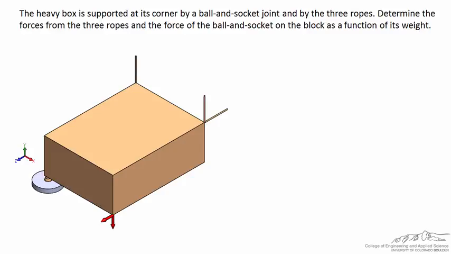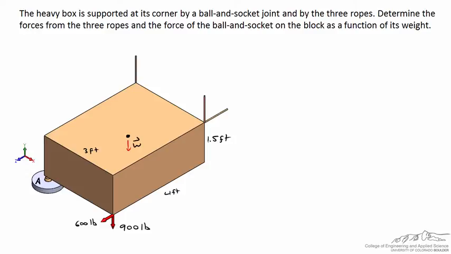In this problem, we have a heavy box that's supported in its lower left corner by a ball and socket joint and also supported by 3 ropes. Additionally, we have 2 forces down here. There's a 600-pound force that acts in the z direction, and there's a 900-pound force that acts downward in the y direction. We also know the dimensions of the box. We know it's 3 feet by 4 feet by 1.5 feet tall. The weight of the box acts downward at its center of mass.